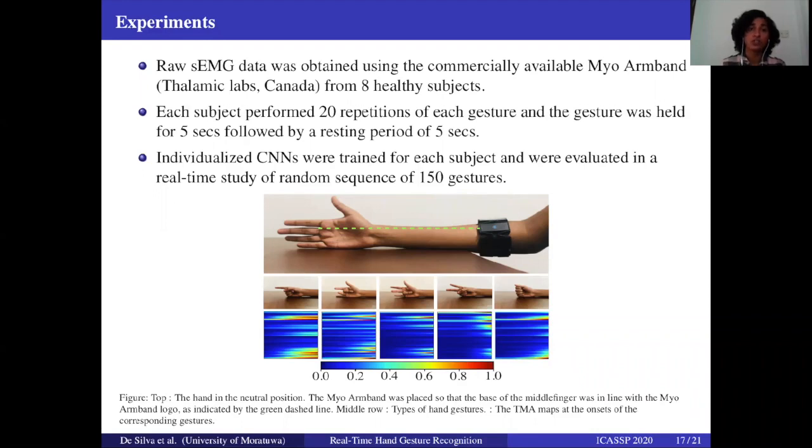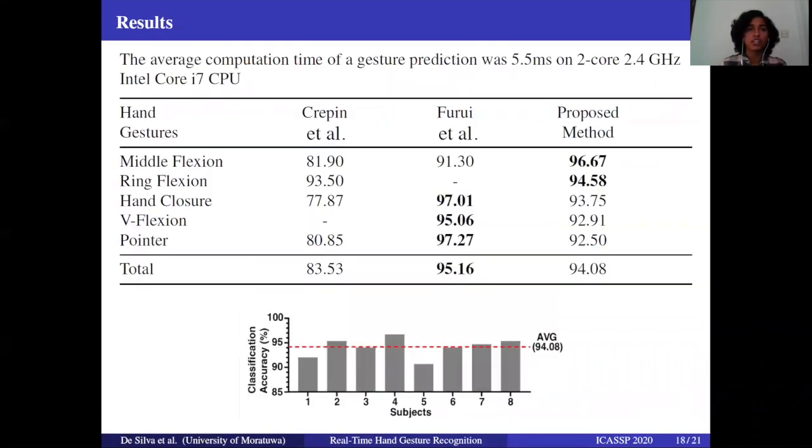We trained individualized convolutional neural networks for each subject. These were evaluated in a real-time study of a random sequence of 150 gestures, and we ensured that each gesture type would have an equal number of repetitions. If we take a look at our results, we were able to get an average computation time of a gesture prediction around 5.5 milliseconds on a 2-core, 2.4 GHz Intel Core i7 CPU.